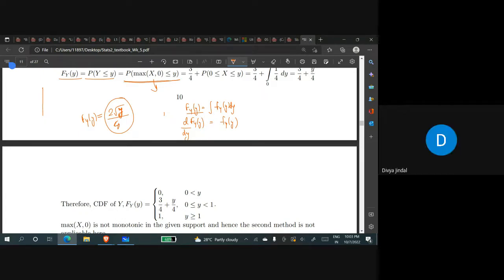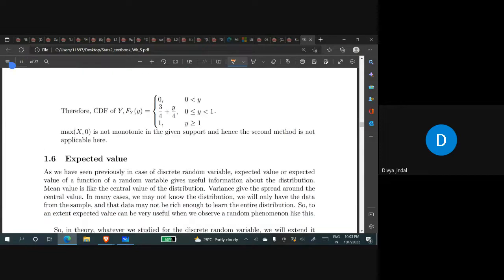So for the range of y from 0 to 1, it would be 1 by 4, right? It will be 1/4, right? But then we just saw that the CDF of y at y equal to 0 was 3 by 4. Why aren't we using that?